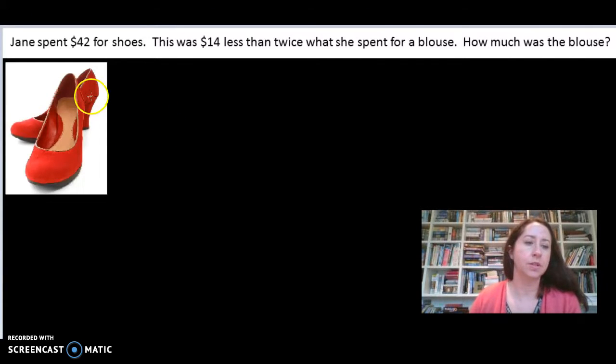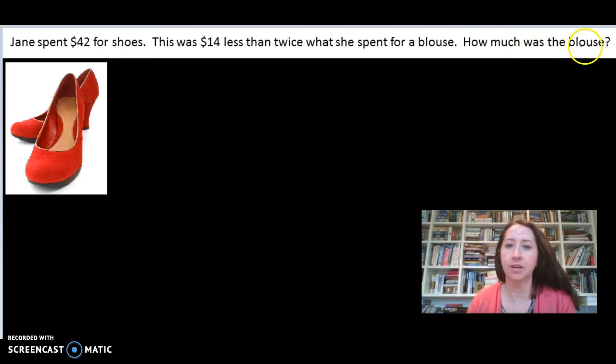Jackson again. I'm just going through a slightly harder algebra word equation. So Jane has spent $42 on a pair of very cheap shoes. This was $14 less than twice what she spent for a blouse. You're trying to work out how much the blouse was.